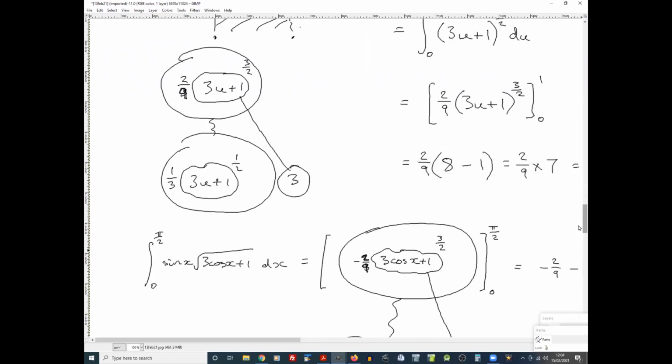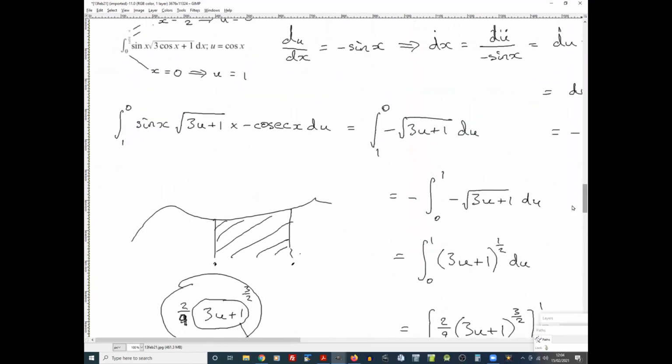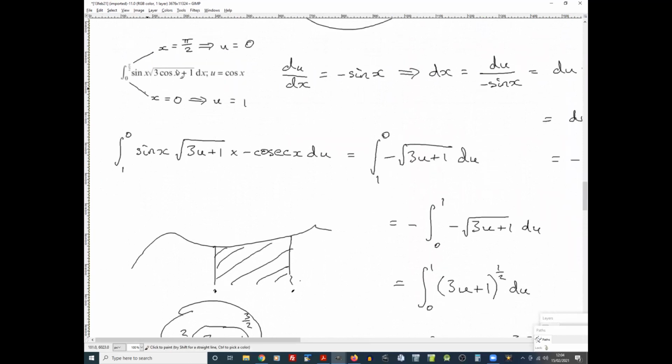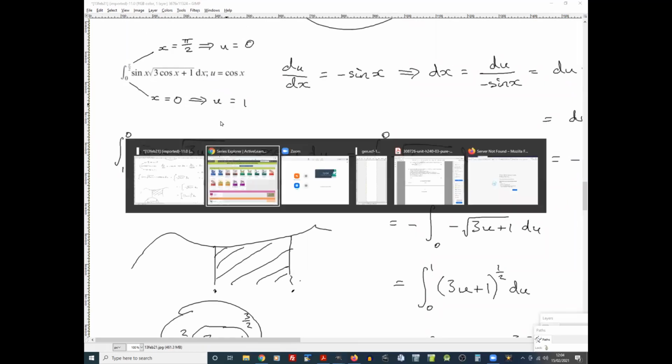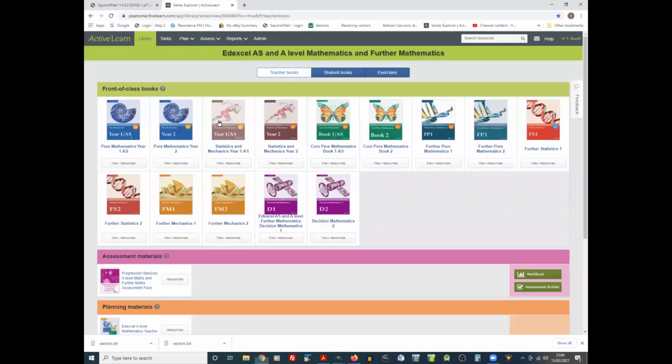Good. So even though it might be a good enough example for doing a u substitution, it's just not an example where the u substitution was really called for. Anyway, right, where next?